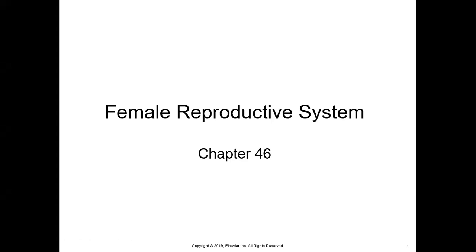Hello. Great. This is Anatomy and Physiology, Chapter 46, Female Reproductive System. This will be our last chapter for this semester. So this is spring of 2020. All right, let's get started.